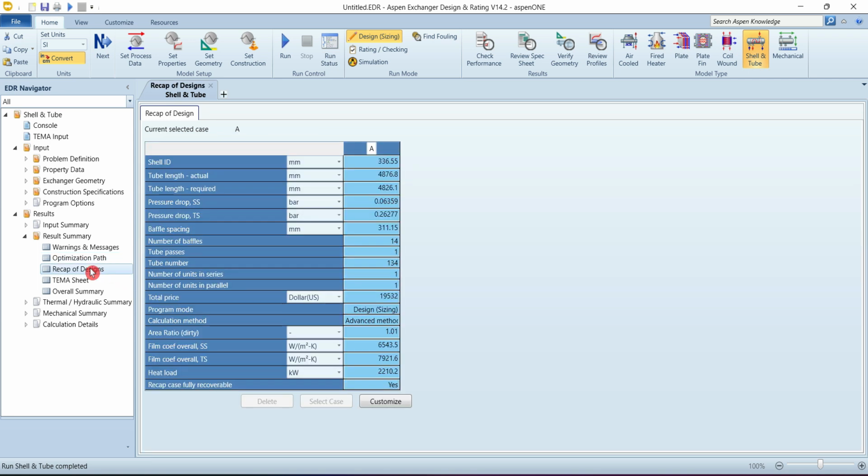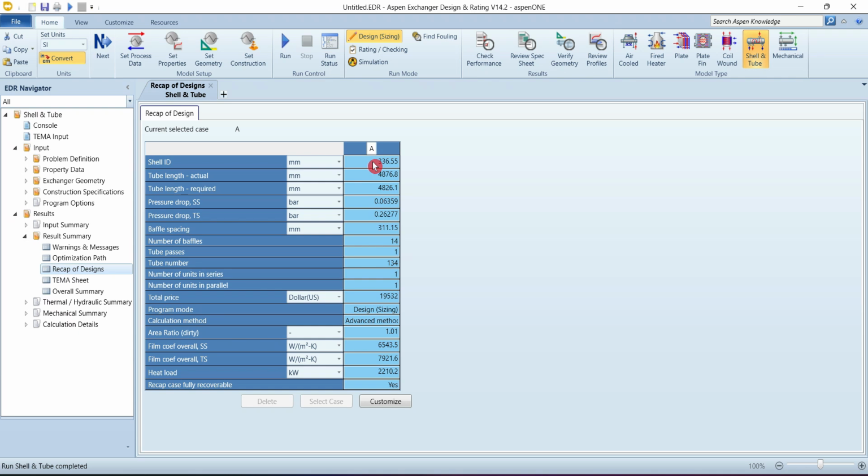Then we can recap some results. Shell ID, it has taken shell inside diameter of 336 millimeter. If this shell ID is according to the industrial practices or the feasible standards, then you can stay with the same. Otherwise, you can go back to the input specifications and change this shell ID, because it has taken some random values. And now it's up to us to make sure that input specifications or the results over here, they are as per the practical standards, or they should be acceptable to the manufacturer.